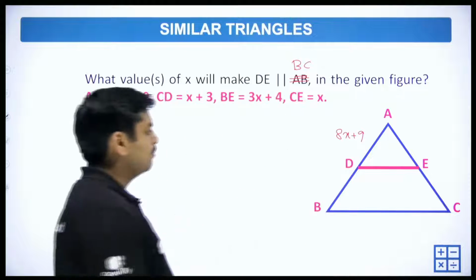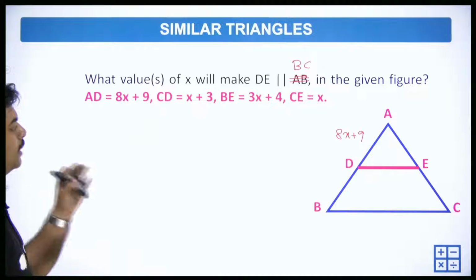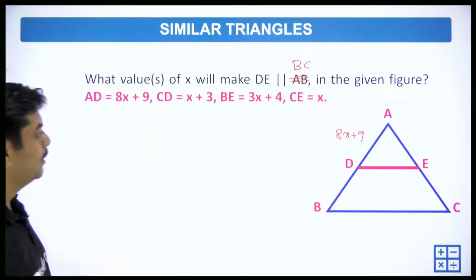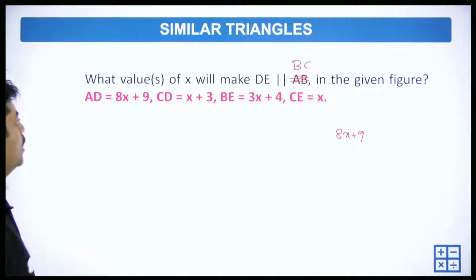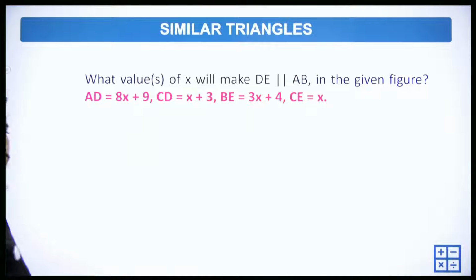Okay, see, there is a mistake here. One second, let me check that. DE parallel to AB. All right. I think there is a problem with the diagram. Let me solve that again. Let me draw the diagram first of all. What values of x will make DE parallel to AB?